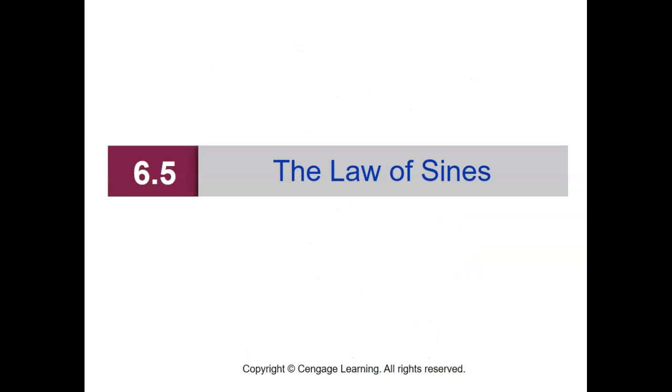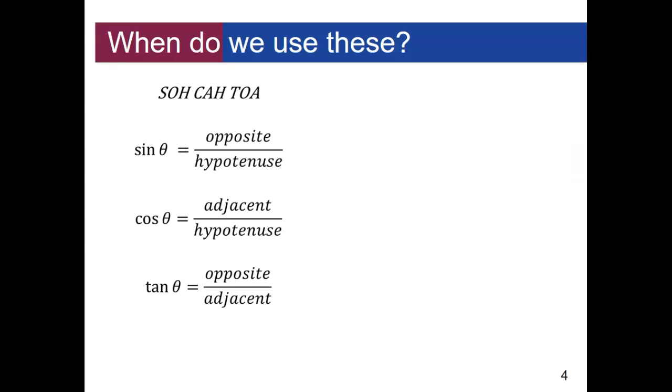Okay, so starting with the law of sines, this is a good rule for being able to solve triangles that you should be familiar with. So I'm going to ask the question, when do we use these? We've talked a lot about SOHCAHTOA and the relationships for sine, cosine, and tangent using opposite, adjacent, and hypotenuse. But the question is, when do these work?